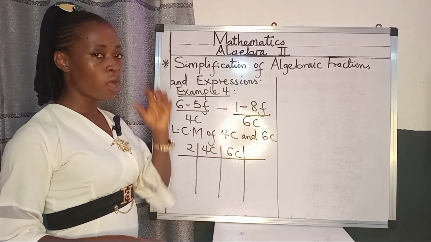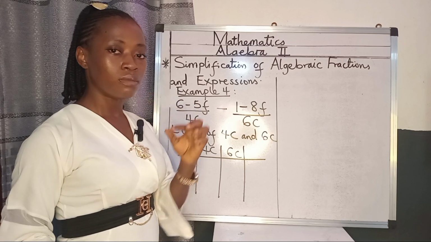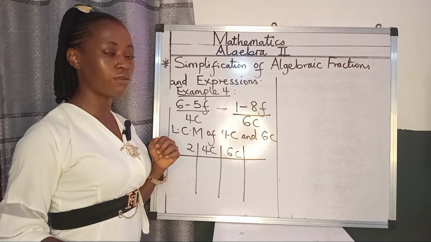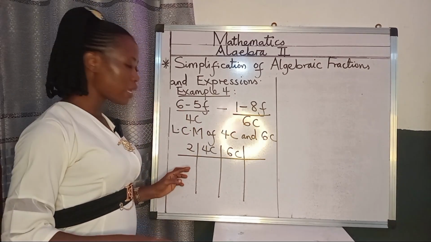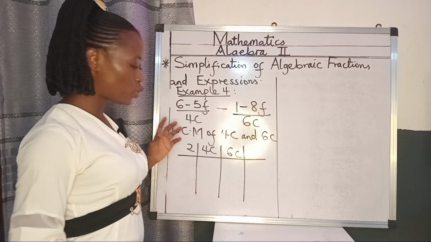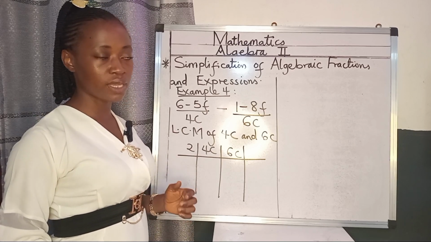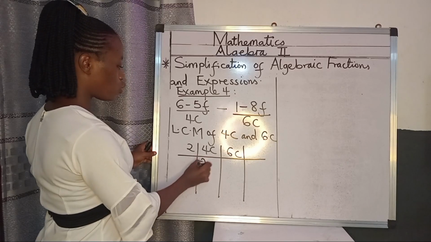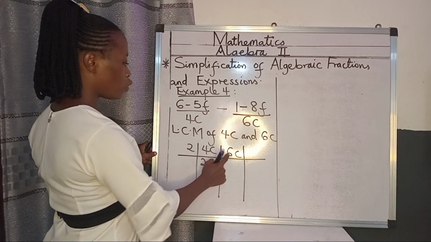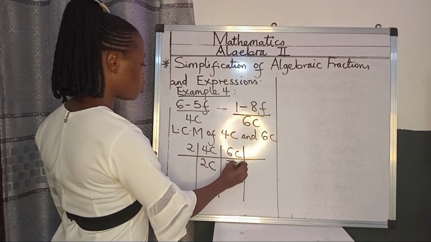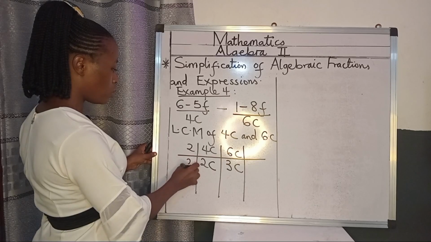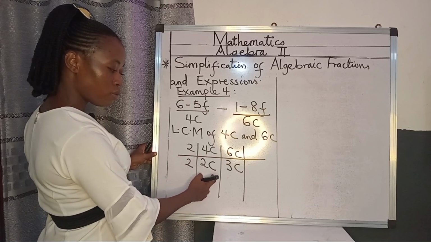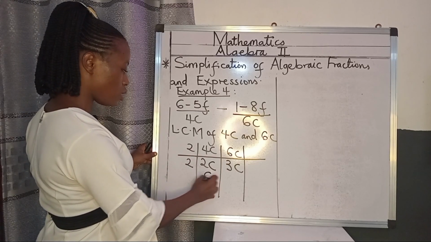That's why it's called the product of prime factors method, right? So you are definitely using prime numbers to divide. Do you understand? Of course, 2 in 4 is 2. Then you bring down c. 2 in 6 is 3. Of course, you bring down c. 2 again can go. 2 in 2 is 1. Then c. 1c is c, right?